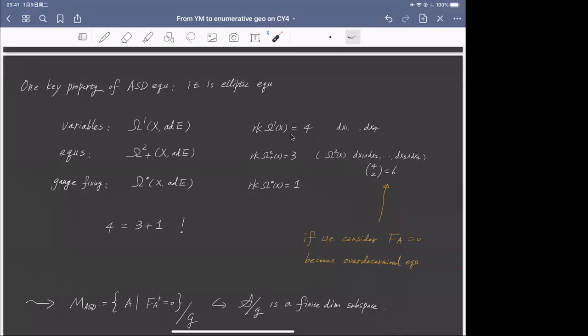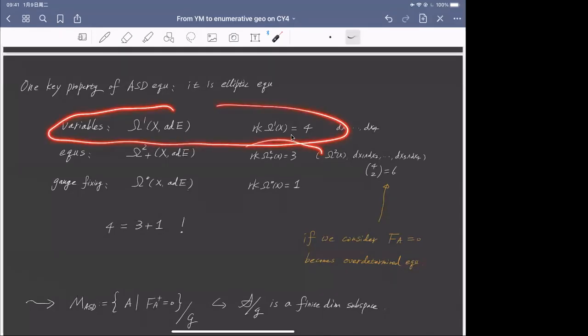Then if you use self-duality to decompose these 2-forms into the self-dual part and the anti-self-dual part, each piece, let's say the self-dual part, now has half of this rank, so it becomes rank 3. Finally, the 0-forms have rank just 1. The important thing here is a very elementary thing: 4 equals 3 plus 1. This means that the number of equations and the number of variables are the same.